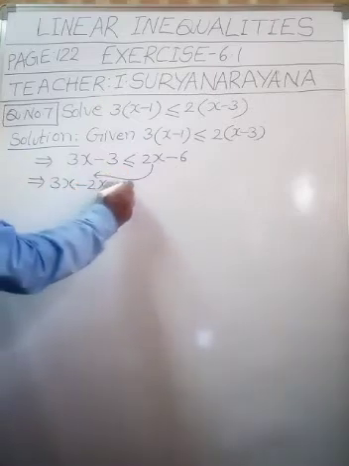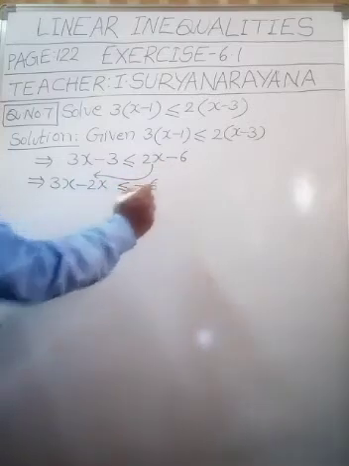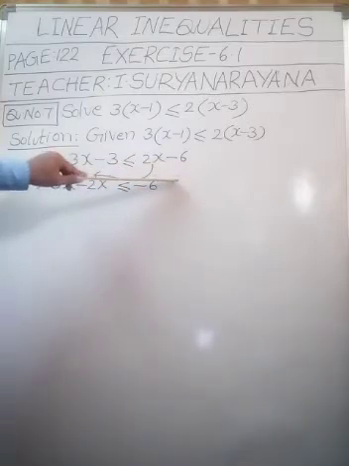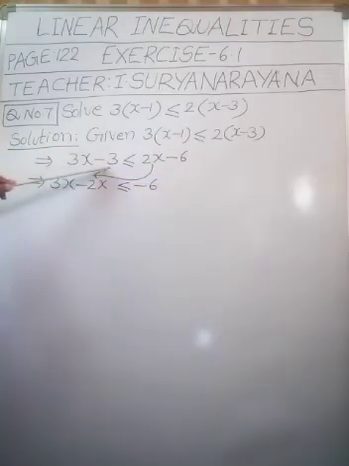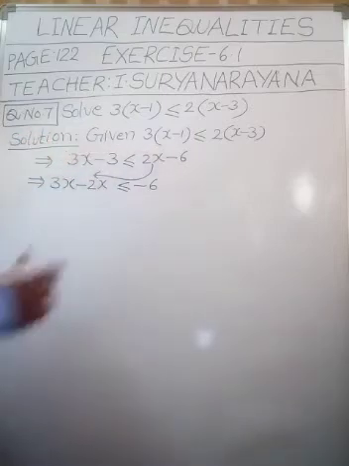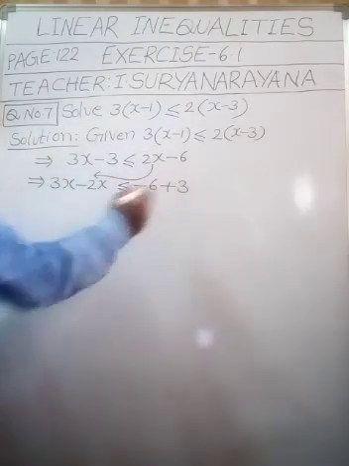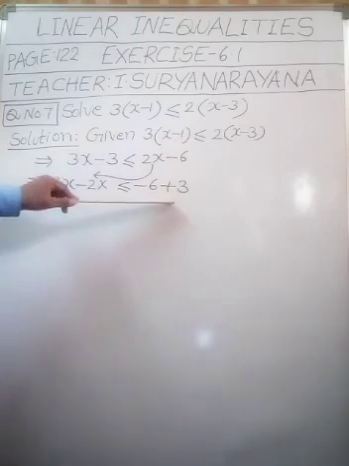Right. Less than or equal to. We write minus 6. It is already on the RHS, so no need to change it. Here minus 3 is on the LHS. We are taking that to the RHS. Then it becomes plus 3. Understood this RHS, my children?